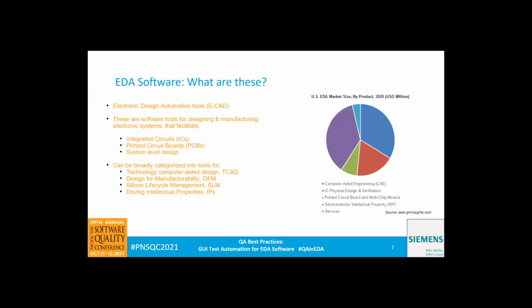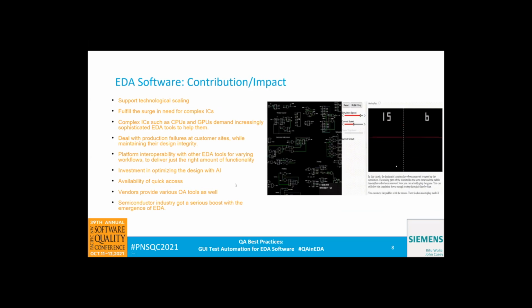These advancing processes also demand platform interoperability, meaning a strong integration between various EDA tools. One of these categories is the physical design and verification, which, as you can see from the bar graph, contributes majorly to the US EDA market, the one mentioned with red in color. So I'm going to talk more about the IC physical design and verification processes because the team that John and I belong to, we come from this particular product category. And in the next slide, I'm going to briefly discuss the impact of the EDA tools.